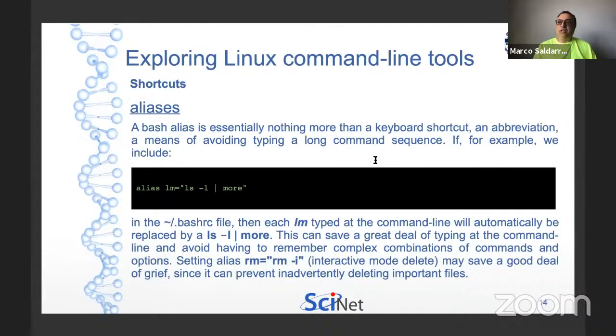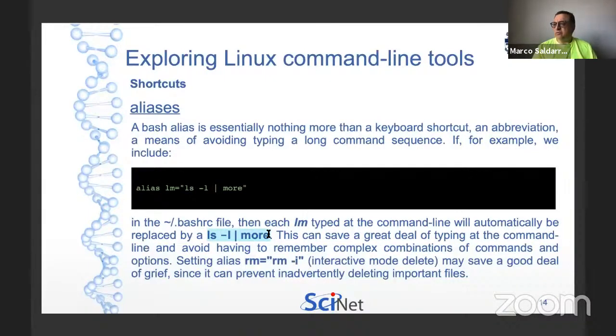If you want to make that alias permanent, you have to add it to the bashrc file, the file that I mentioned before, where you can add commands that are going to be executed when you log in. So after you create this alias, typing lm plus enter is exactly the same as typing ls minus l pipe more plus enter.